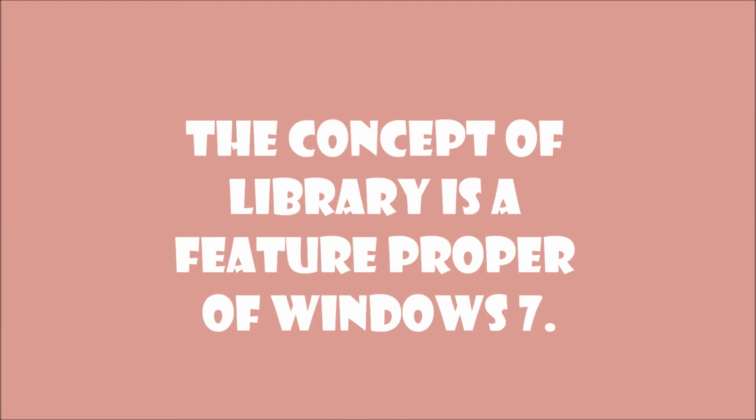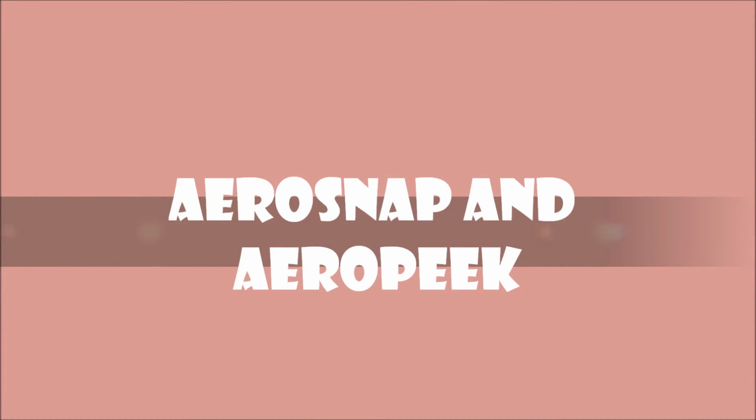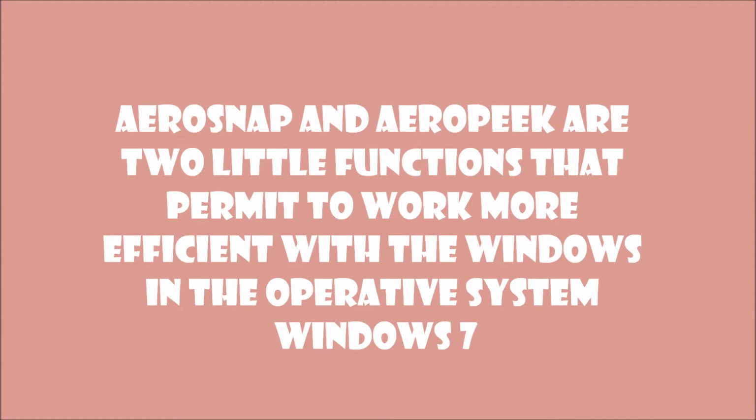Libraries. The concept of library is a feature proper to Windows 7. They are defined as locations in which all kinds of documents, music, images, and other files are administered. And finally, there are Snap and Aero Peek. Snap and Aero Peek are two little functions that permit you to work more efficiently with the windows in the operating system Windows 7.